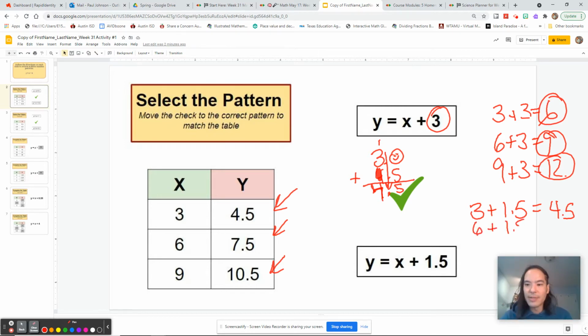6 plus 1 and 5/10. 6 plus 1 is 7, plus the 5/10, 7 and 5/10. 9 plus 1 and 5/10. 9 plus 1 is 10, plus the 5/10 is 10 and 5/10.